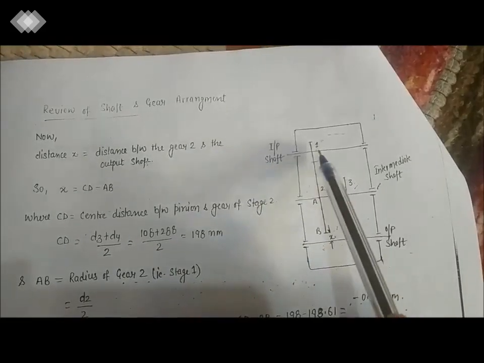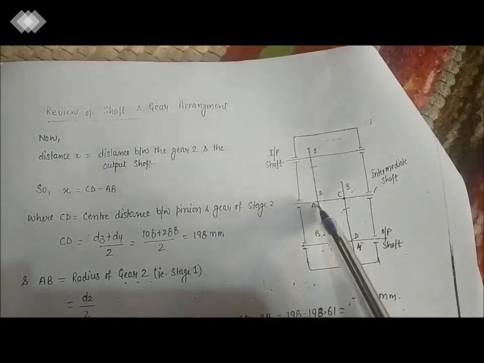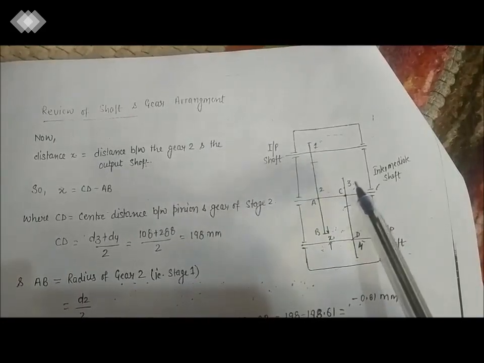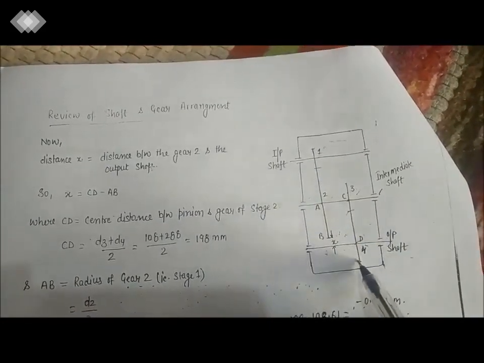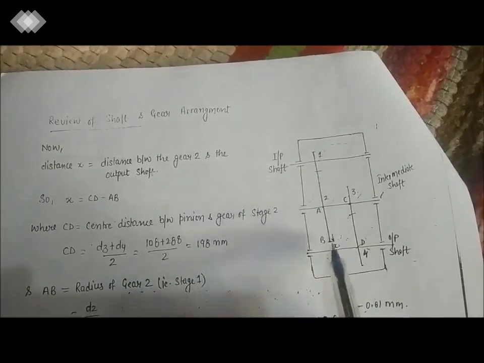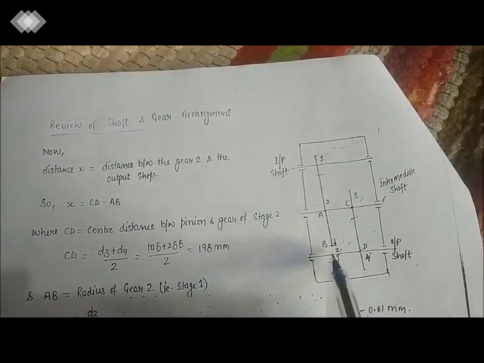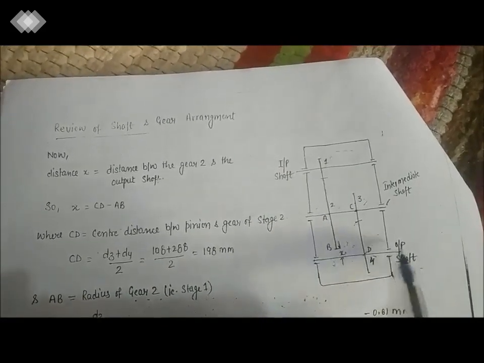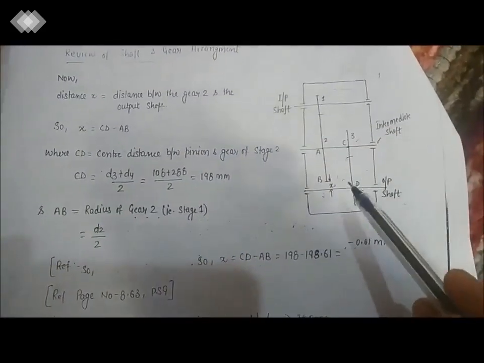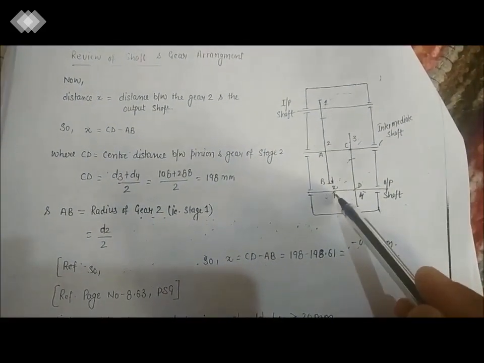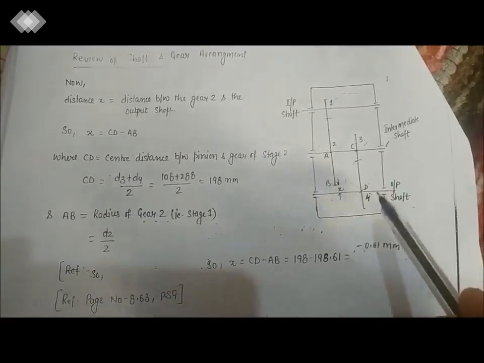The first gear pair is the helical gear pair, gear 1 and gear 2. The second pair is the spur gear pair, gear 3 and gear 4, and we want this distance x. It is the distance between gear 2 and the output shaft. As per our design data book, the distance between the gear and shaft must be greater than 20 mm. So let's calculate this distance x between gear 2 and the output shaft.